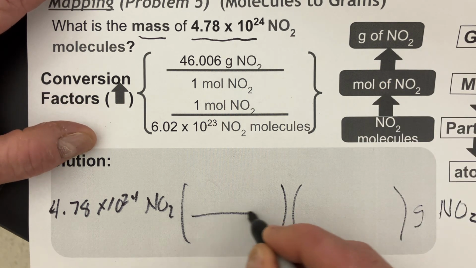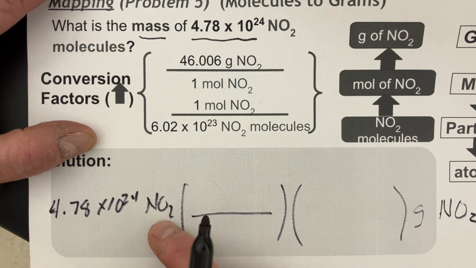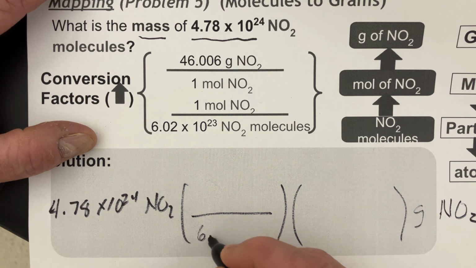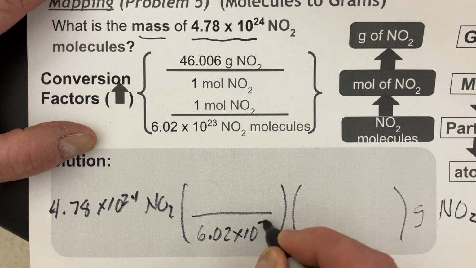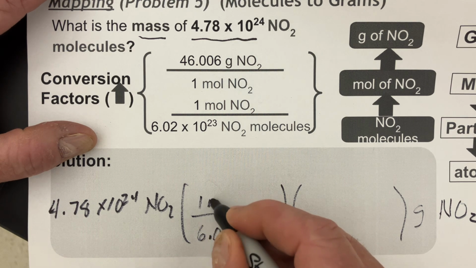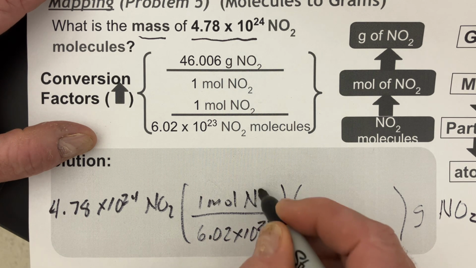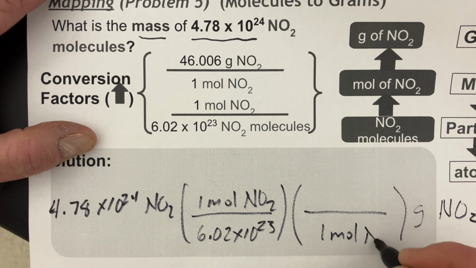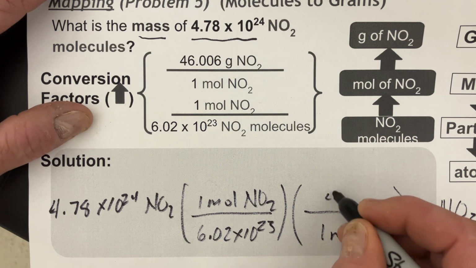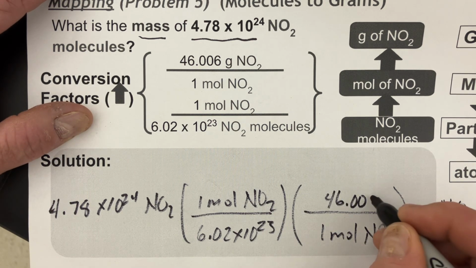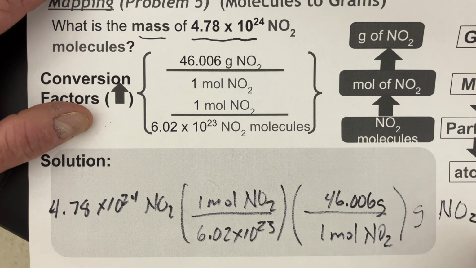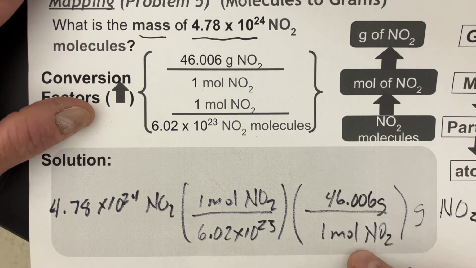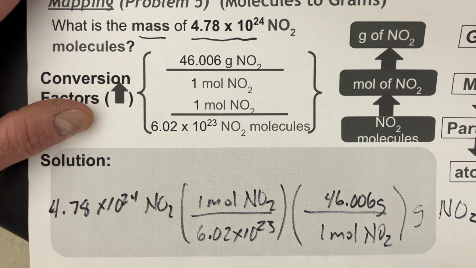So I know that if I'm going from molecules, numbers of them, to the moles, I have to divide by 6.02 times 10 to the 23rd to get to 1 mole of NO2. And to go from 1 mole of NO2, again, we're just canceling the units. We have to be on the bottom. I have to go to the weight from the periodic table, 46.006 grams of NO2 for every 1 mole. So I just wanted to cover real quick what to do when you have powers.